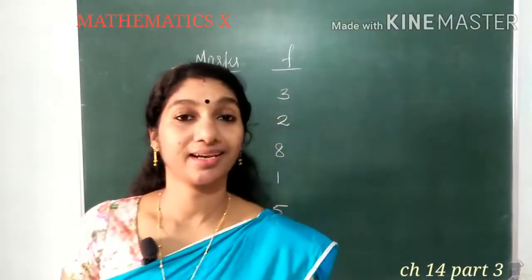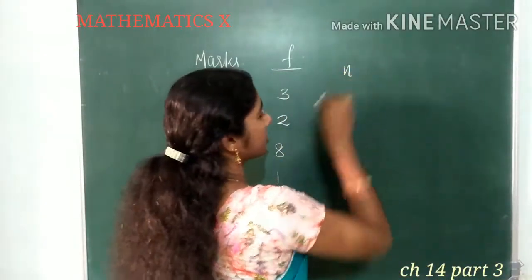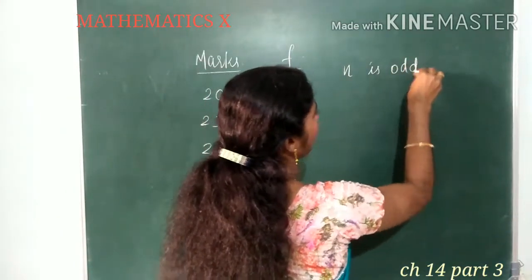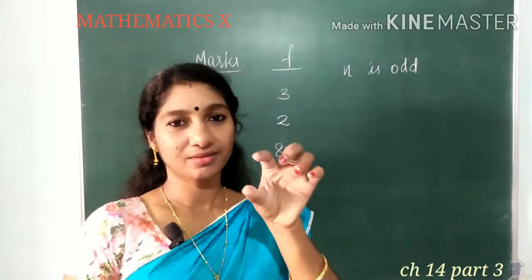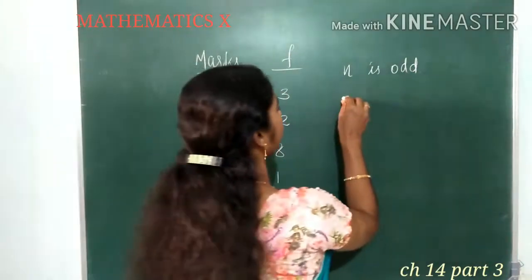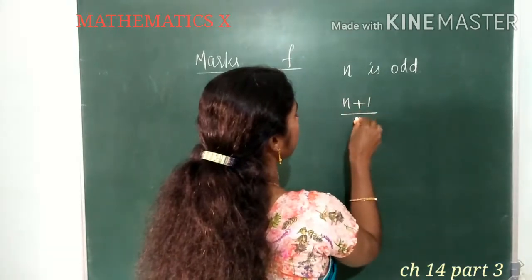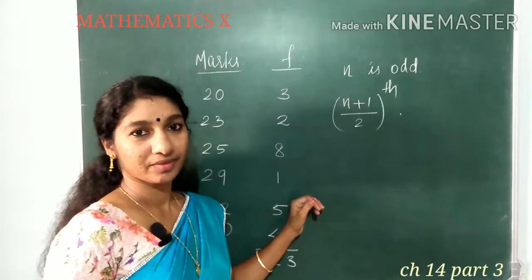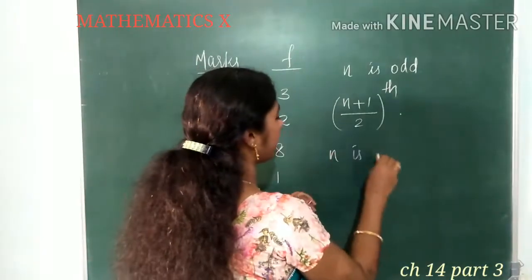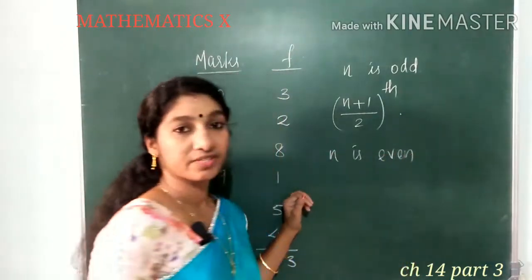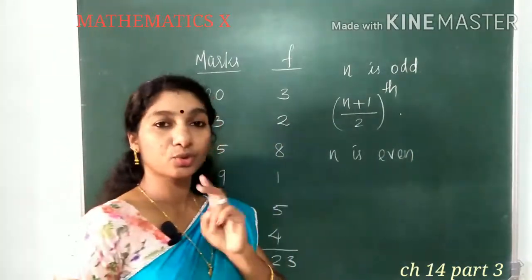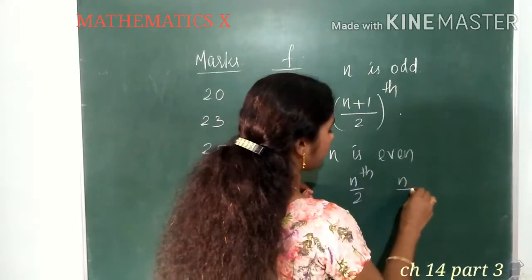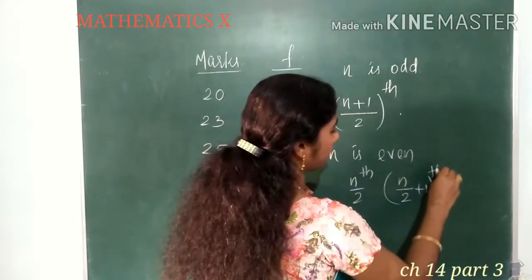So generally you study it like this. Suppose n observations are there. If n is odd, there will be a single, that means 1 middle value, and that middle value is the (n plus 1) by 2th value. If n is an even number, that means the number of observations is even, we will get 2 middle values, which are the n by 2th value and the (n by 2 plus 1)th value.